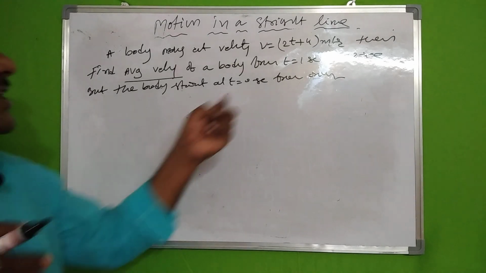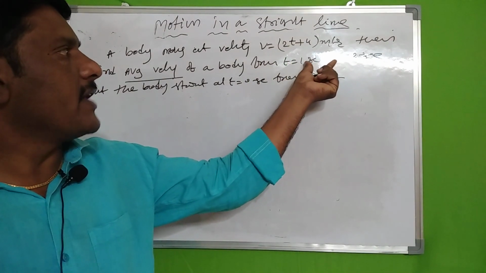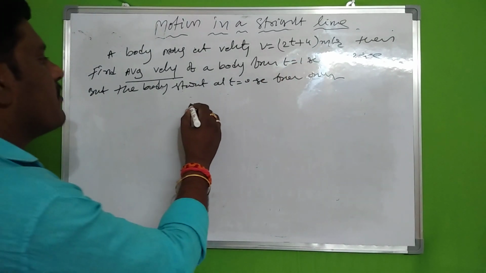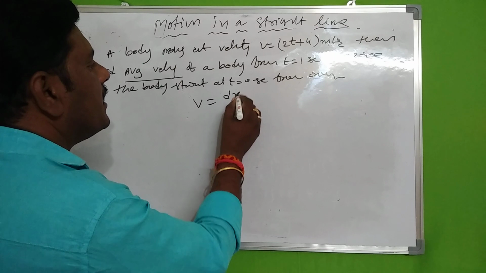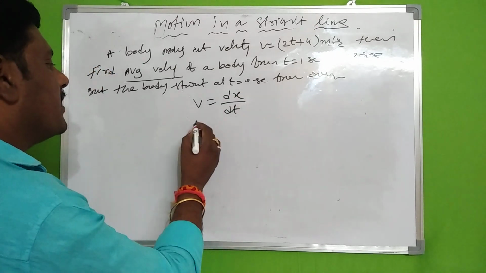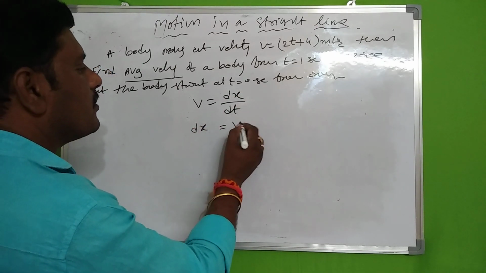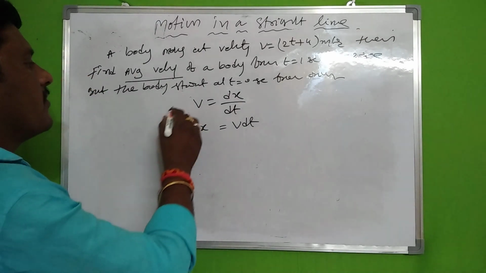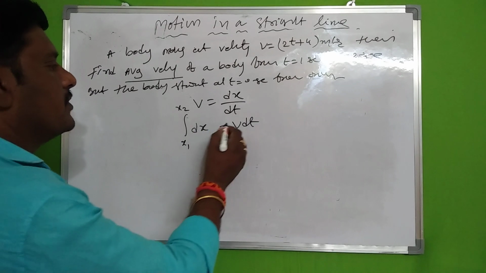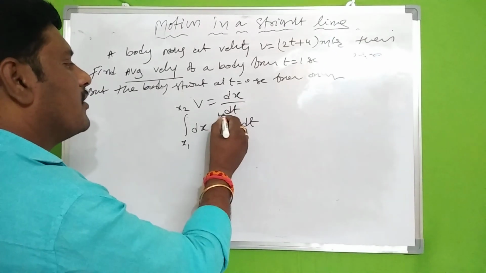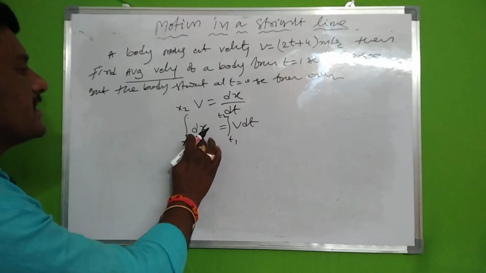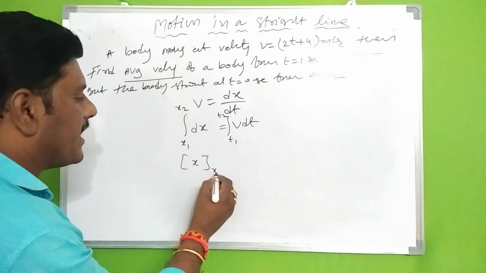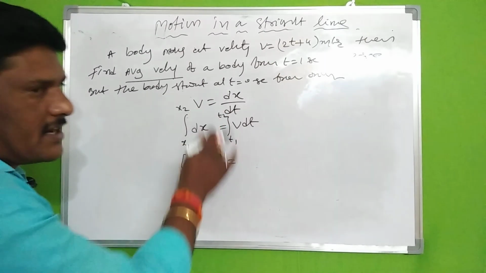So particular instants of time are required. So according to the statement given, we require the instantaneous velocity formula v equal to dx by dt. So we can write dx equal to v into dt. Limits are applied: initial position x1 and final position x2, initial time t1 and final time t2. Integration dx is nothing but x, already we wrote it, so x1, x2 limits are applied.